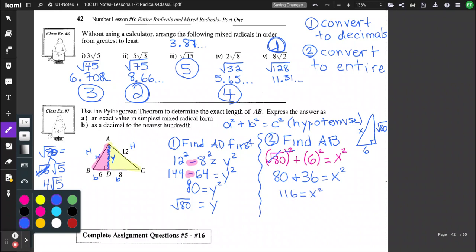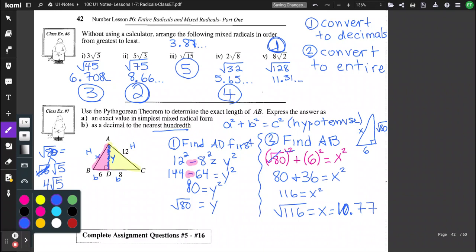And now our last step is always to square root the answer. So I would square root 116, and we're going to get the decimal. So how big is the decimal? And it wants it to the nearest hundredth. So it wants 2 digits after the decimal. So you have to look at that third one to see if the second one rounds. So what do we get for a decimal? 10.77.